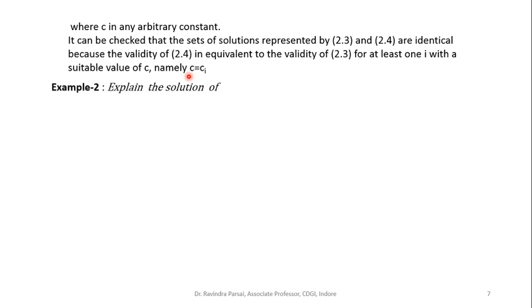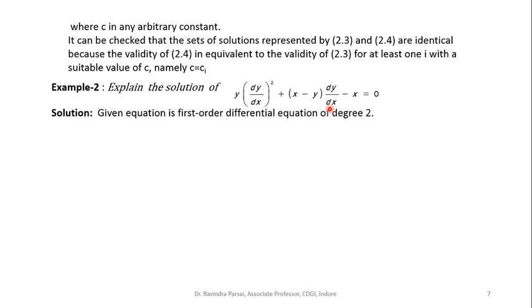So let us concentrate on an example on this topic. Say I give the number of this example as 2: y (dy/dx)^2 + (x - y) dy/dx - x = 0. So obviously, first you identify the category of the problem. Of course, the order is 1 and the degree is 2. That's why this is a problem of first order and higher degree. Whenever the degree is greater than 1, it means it is a problem of higher degree.